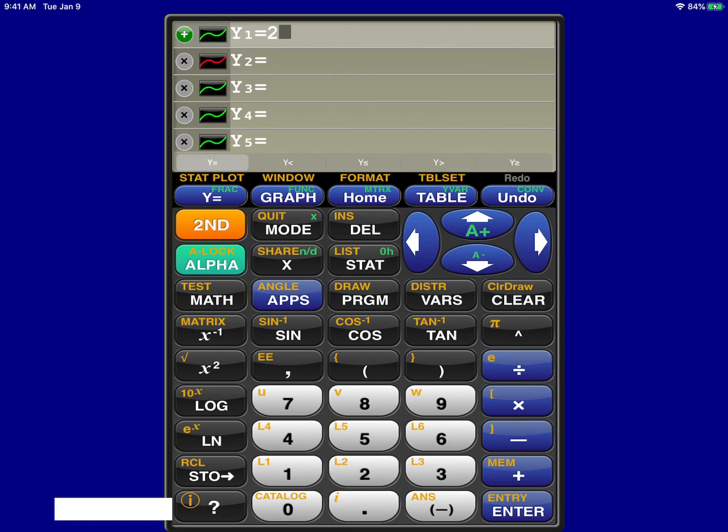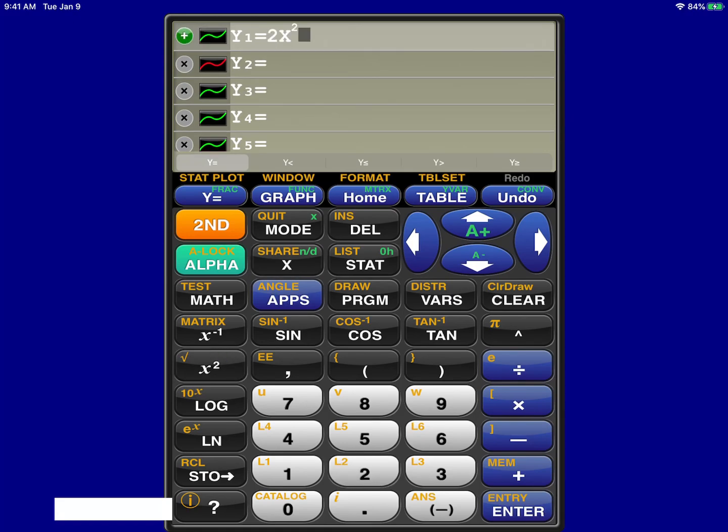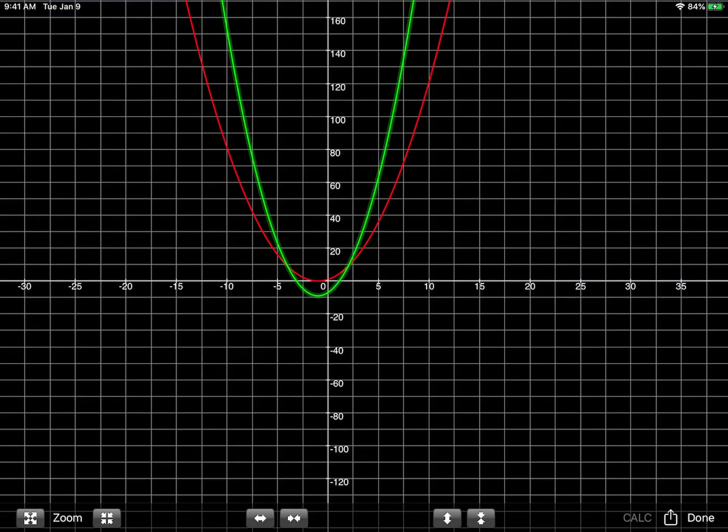I'm going to use 2x squared. Okay, some of you guys like the exponent. Fine, use the exponent. Plus 4x. Remember, it's the y-x, not the green x on the screen there. Minus 7. And this one is x squared plus 2x plus 1. First one is a green, and then the red. Press graph, and there you see it.